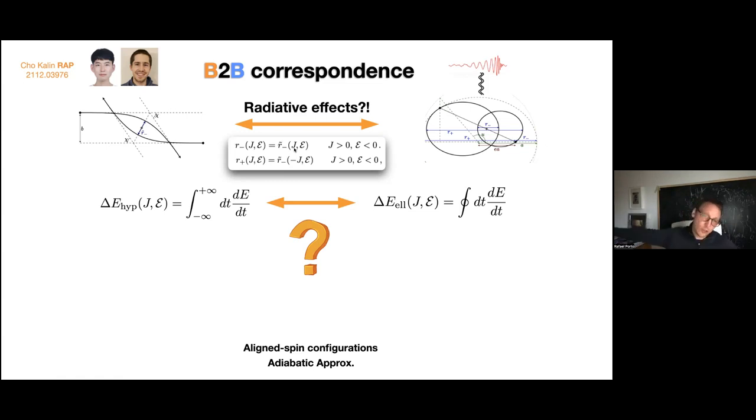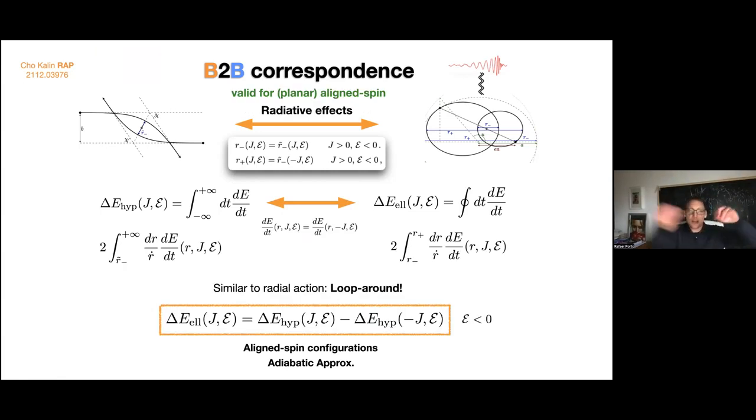And if you're computing a total radiated energy, say in a hyperbolic motion, what are you doing? You're integrating the flux between minus and plus infinity. If you're doing elliptics, you integrate the flux in a closed orbit. But this is the same as going between r minus to infinity twice and between r plus and r minus twice. If this flux is even, as it is, because j to minus j is actually leaving the flux invariant, then you do the same looping that I told you earlier, except that you pick up a minus sign. So the total radiated flux in hyperbolic and elliptic are related by just a flipping sign in the analytic continuation.